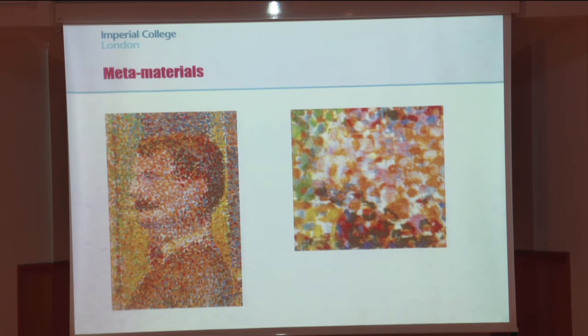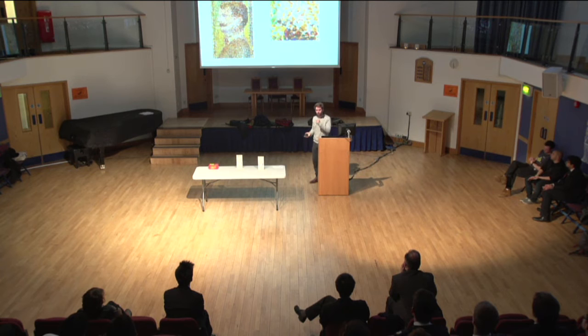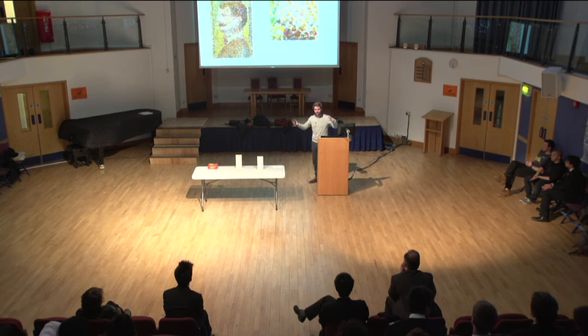A bit like in pointillism, where if you zoom out enough, this will look like a smooth painting. But if you zoom in, you see a couple of dots that should represent his mustache and his nose. So it's a bit the same idea. If you make something small enough for the light, it won't be able to see or to feel all the separate structures. It will feel a general material response.